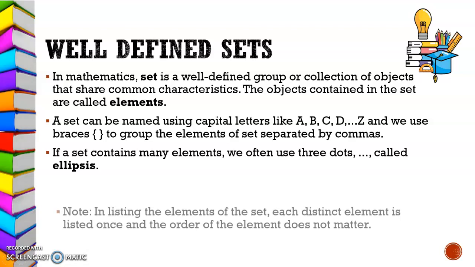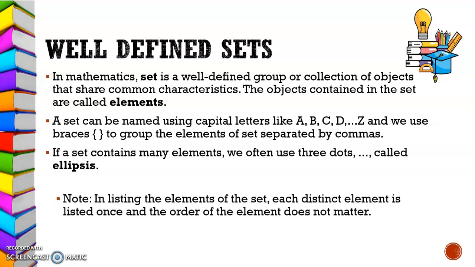Okay? Note, in listing the elements of a set, each distinct element is listed once and the order of the elements does not matter. So when we list our objects, our elements, each should be written once. We cannot repeat our elements; that is wrong in our set, it should be only once. But we can arrange our elements in any order. The arrangement does not matter, even if they are not in sequence, as long as you have listed them. Okay?